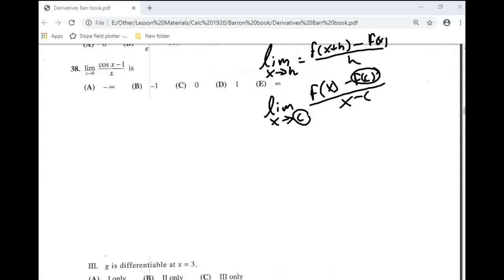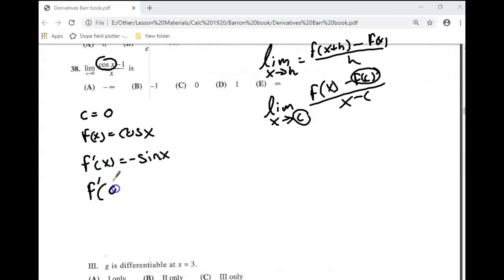So my c value in this case is the 0. My function in this case is that guy. The derivative of that is negative sine x. And so f prime of 0 would be negative sine of 0, which is just 0. So there's our answer. Okay.